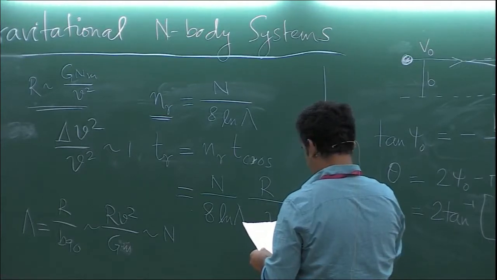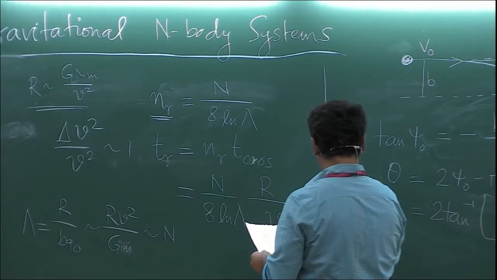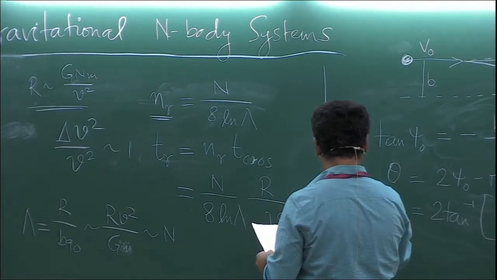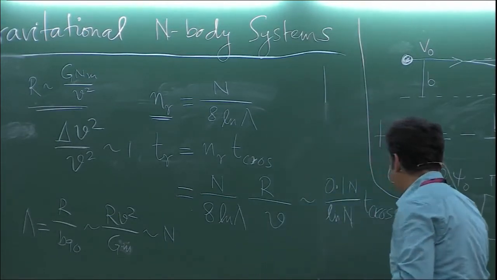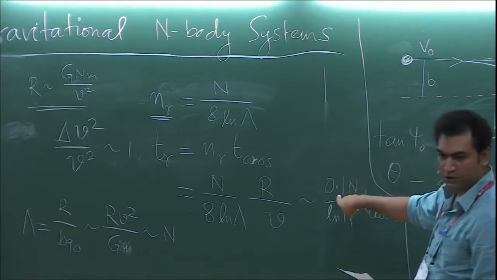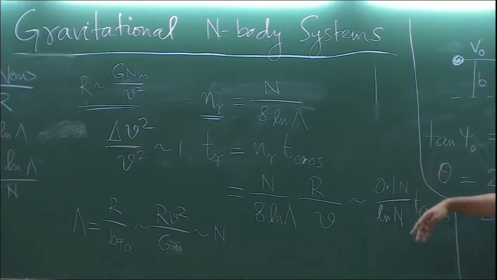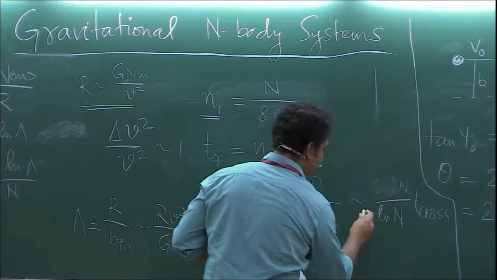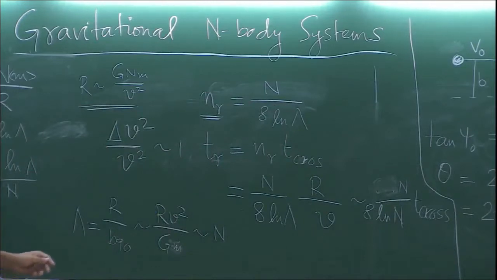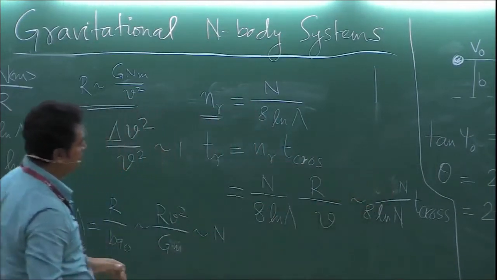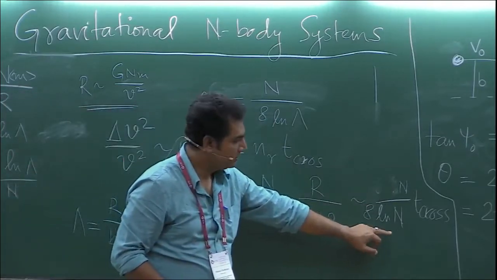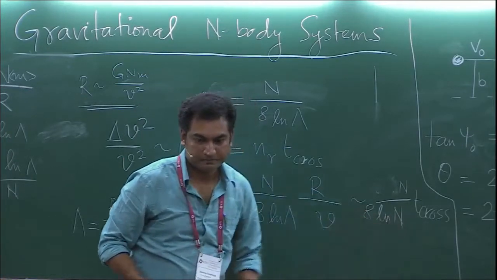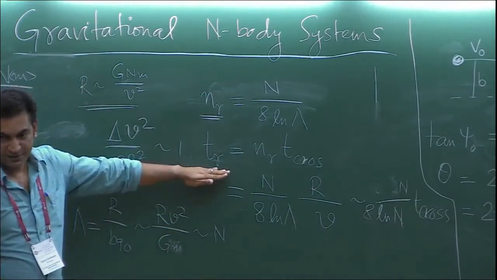of order 0.1 n over ln n times the crossing time. This is actually 1 over 8. I just called it 0.1. Let's just call it what it is. So what you are getting here is this TR is n over 8 log n times the crossing time. And let's call this a relaxation time.